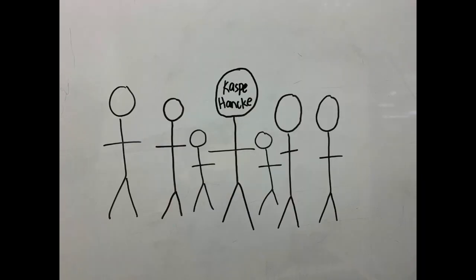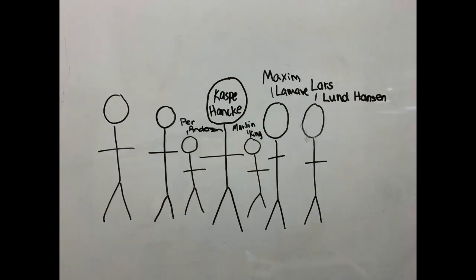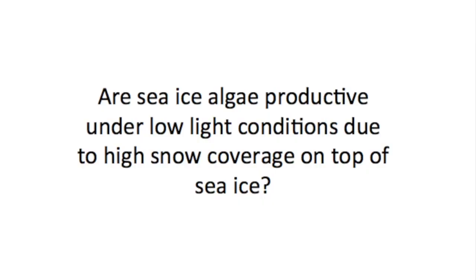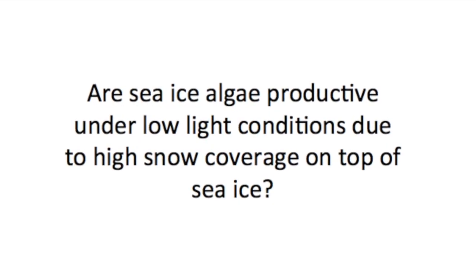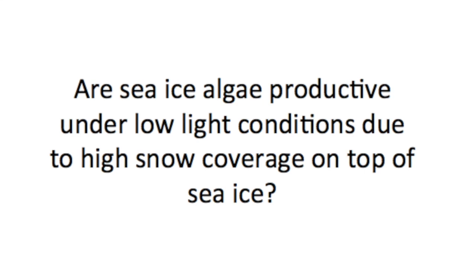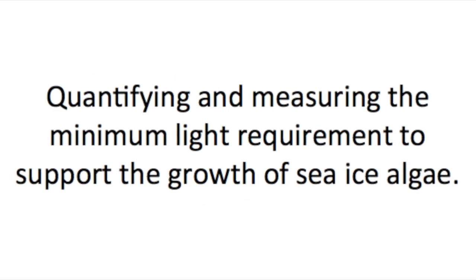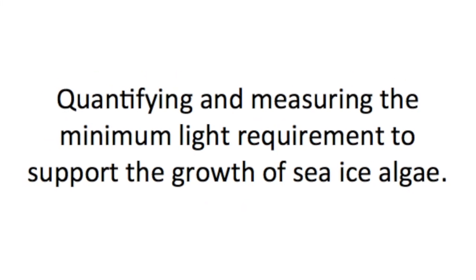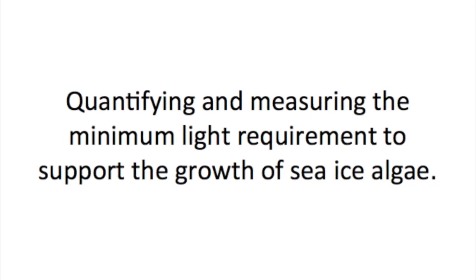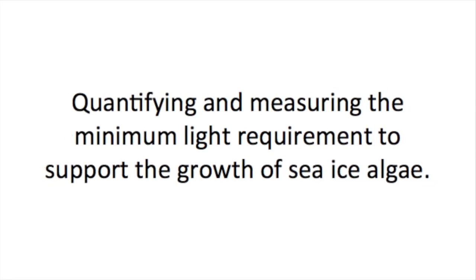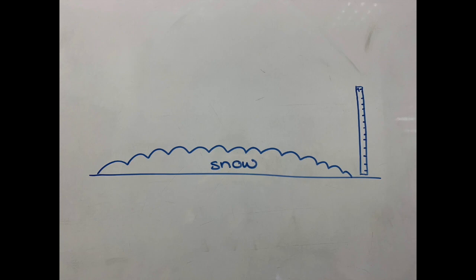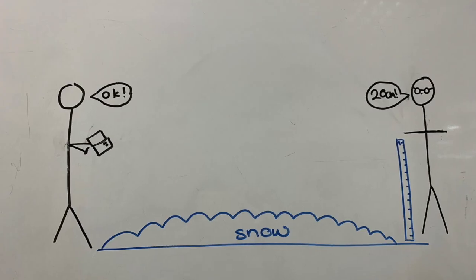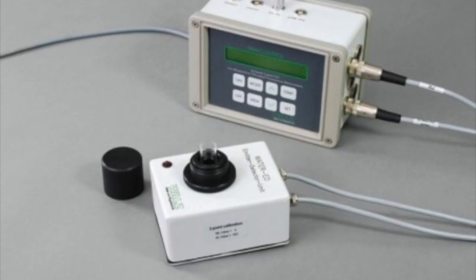Caspar Hannock and friends wanted to test whether sea ice algae were productive under extreme low-light conditions as a result of high snow coverage on top of the sea ice. They tested this by quantifying and measuring the minimum light requirement needed to support the growth of sea ice algae. This was done by measuring the thickness of the snow cover on top of the sea ice. The photosynthetic activity was recorded using a pulse amplitude modulation. This records the emission of light by the sea ice algae.